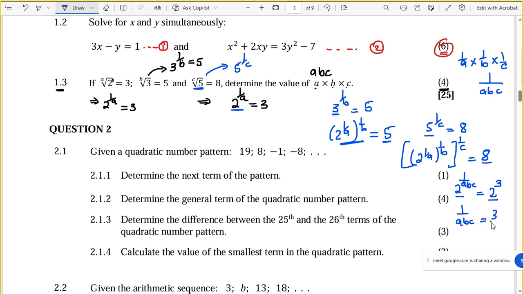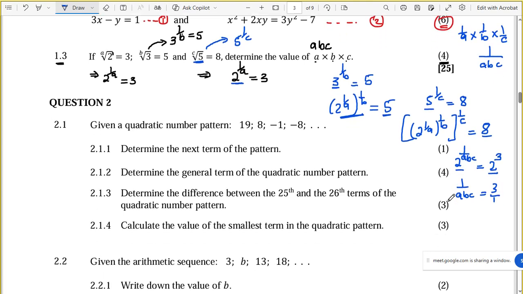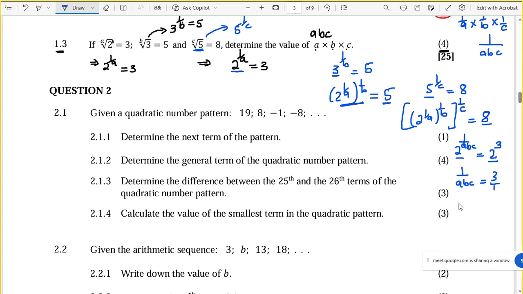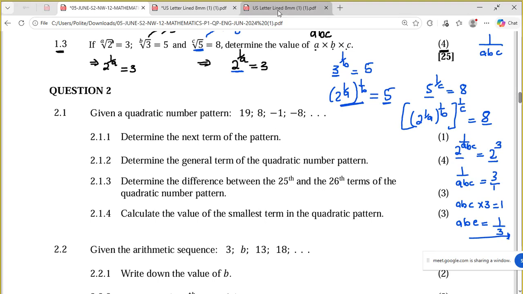So I know that the 3 is just over 1. Then I can cross multiply and say A, B, C times 3 is equal to 1. But look at this. We are looking for what? We are looking for A, B, C. I'm just going to divide both sides by 3 to find A, B, C as 1 over 3. Guys, I'm not sure if this method is wrong. What do you guys think?